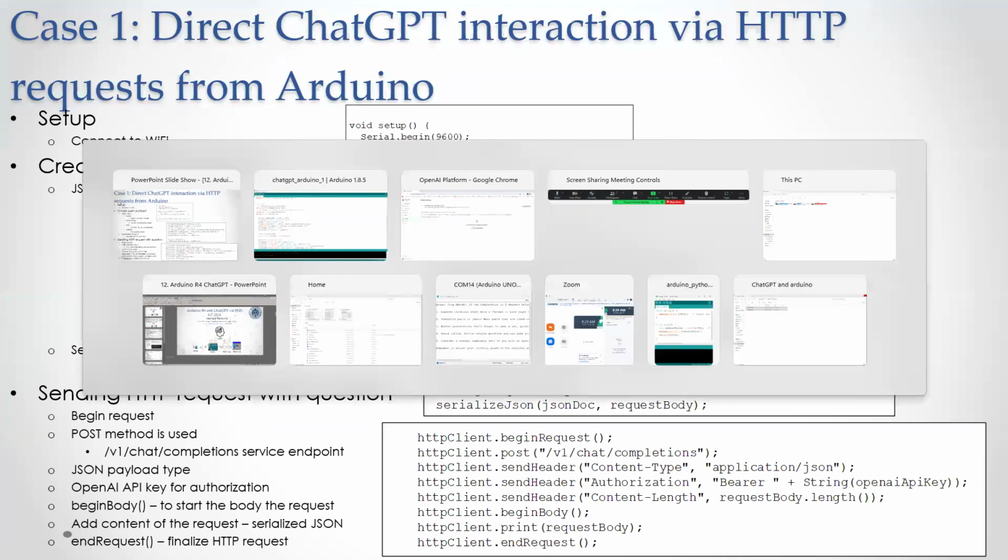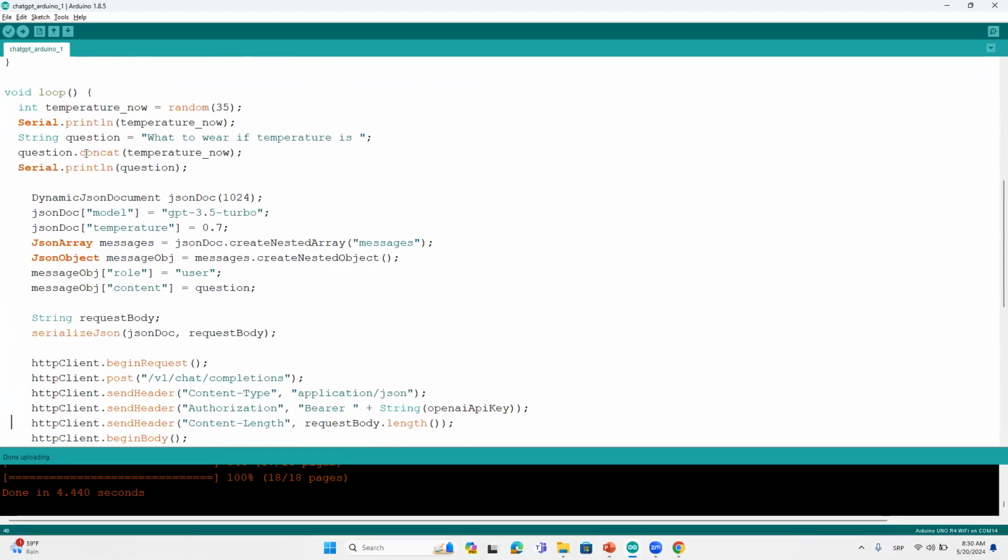So let's go to the code. In the loop itself, what do we have? We have random generation of temperature values simulating the sensor measurement, up to a 35 integer number. And we print the result. We have the question, what to wear if the temperature is. And we put this generated value inside the prompt by concatenating the string to the question. So we concatenate this integer value as a string to the question string. So we get the whole question that will be submitted to ChatGPT.